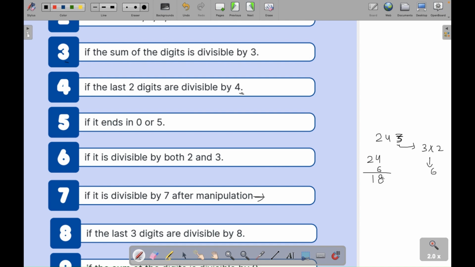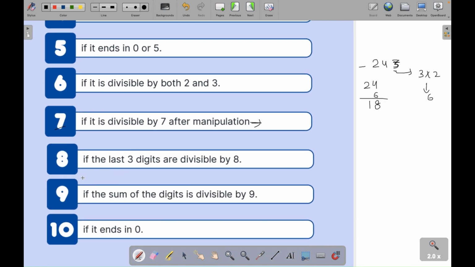right? So is 18 divisible by 7? No, it is not. So 243 will also not be divisible by 7. So this is how we check the divisibility rule for 7. 7 is the only odd one out here. Otherwise, others are much more simple, right?